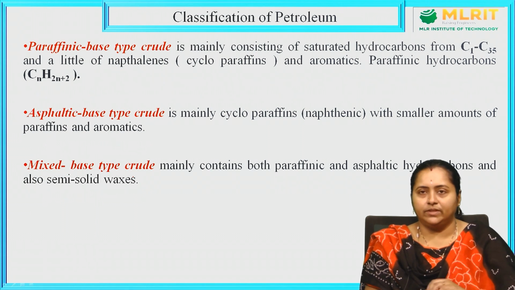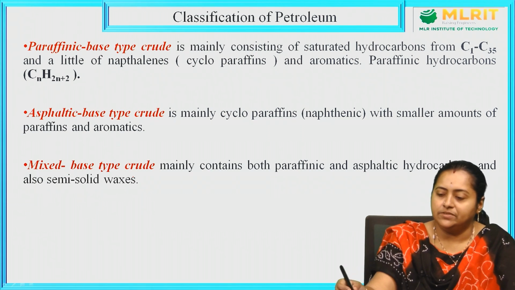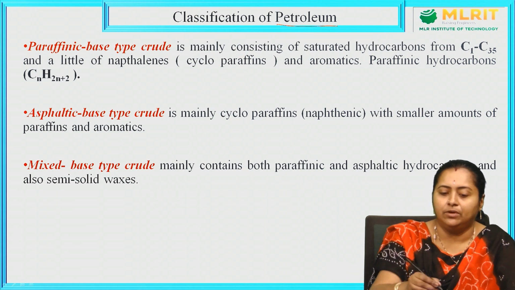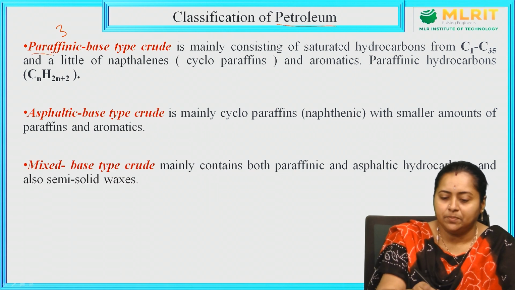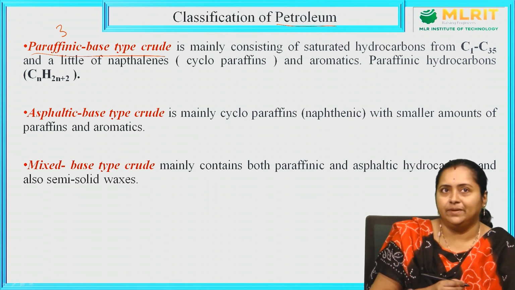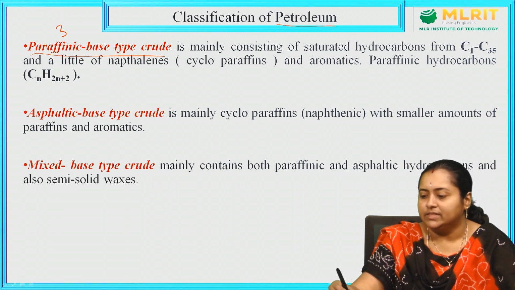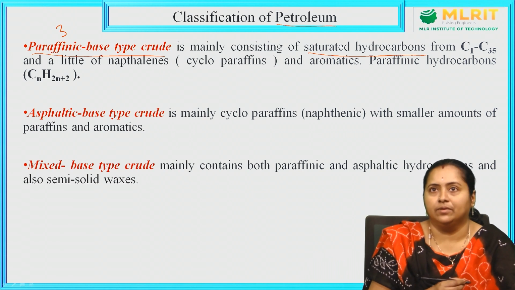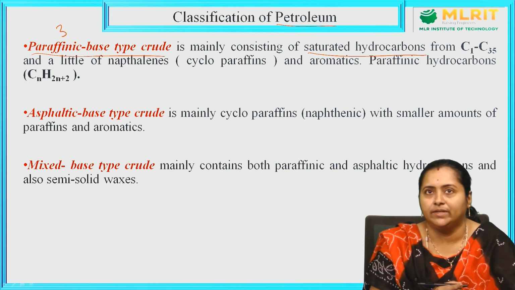So, let us go with the classification of petroleum. Crude oil, or petroleum, is classified into how many types? Three different types. What are they? First one is paraffinic base type crude oil, or petroleum. It mainly consists of saturated hydrocarbons. Saturated means only single bonds will be there. Unsaturation means double and triple bonds we can expect.